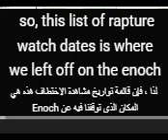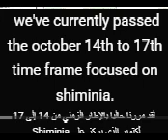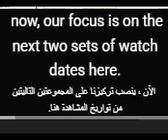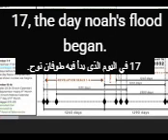So this list of Rapture watch dates is where we left off on the Enoch update video. We're trying to figure out which date fits here on the timeline for the first Rapture event. We've currently passed the October 14th to 17th timeframe focused on Shemini Atzeret. Now our focus is on the next two sets of watch dates here: Heshvan 10, the day God told Noah to enter the ark, and Heshvan 17, the day Noah's flood began.